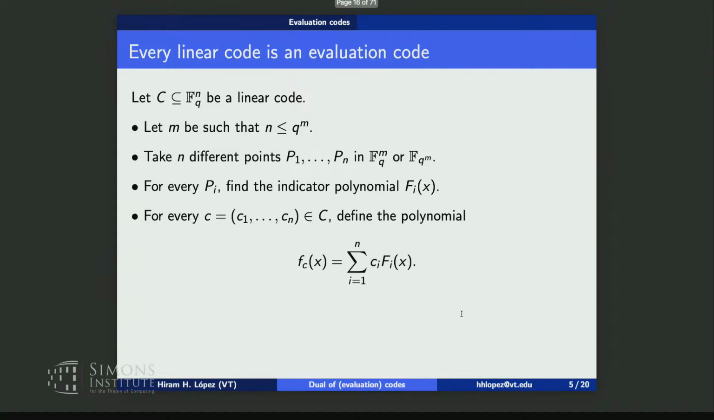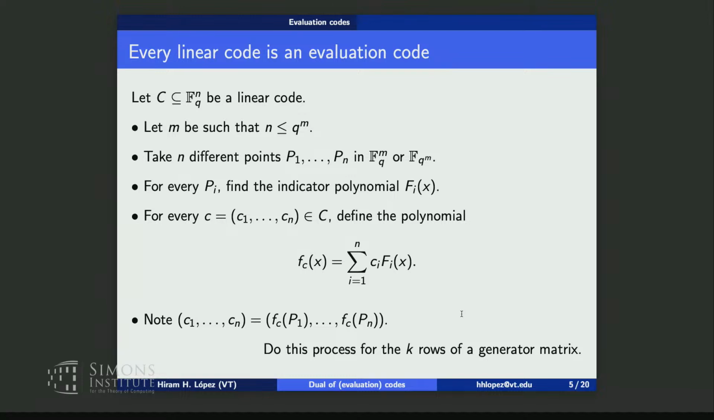Now for every code word that you have in the code, you can define this polynomial, which is the linear combination of these indicator functions, where these c_i are coming from the code word that you want to represent as an evaluation, right? And of course, when you evaluate these functions on all those points, because you have a linear combination of indicator functions, you are going to have the code word that you want. And now you say, oh yes, but it's for every code word in the code. Of course not. You just need to take a generator matrix. You have k rows, and for every row, you find one polynomial, and you have your evaluation code.